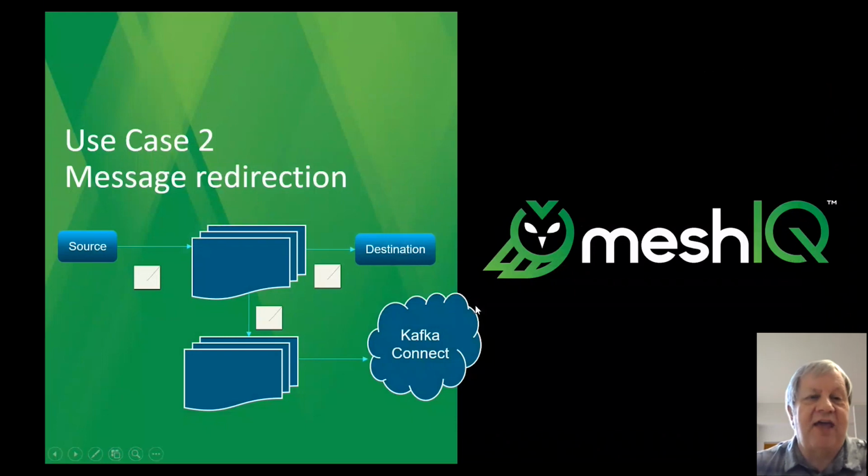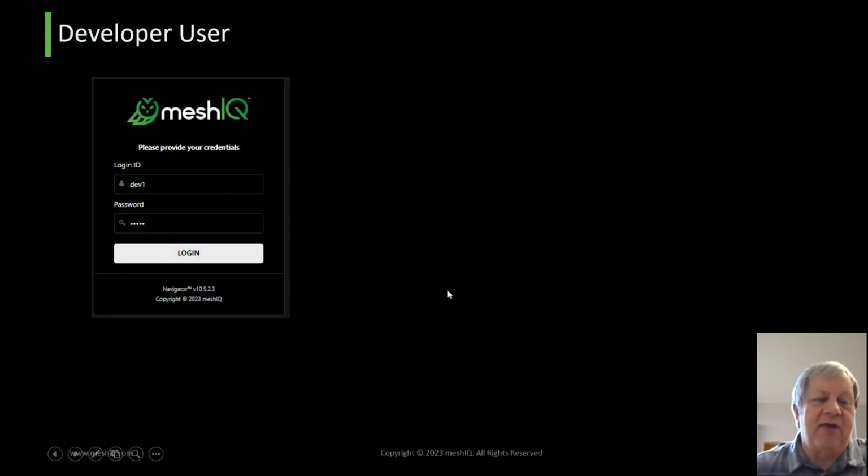So the second use case is around message redirection. Now, this is a very similar use case. The difference is, what am I doing with that message? In this particular case, I'm going to actually take that message and read that message with Kafka Connect and forward it on. And to do this one, I did a slightly different use case as well.